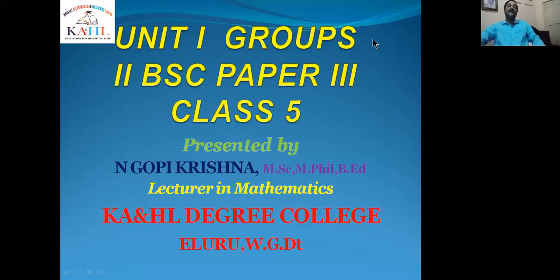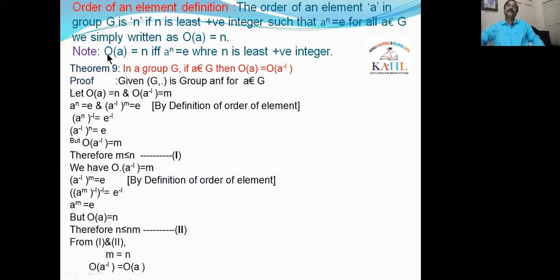We are going to conduct class 5 of second BSc, chapter 3, unit 1, Groups, that is, group theory. Now we want to learn the definition of order of an element. The definition of order of an element.